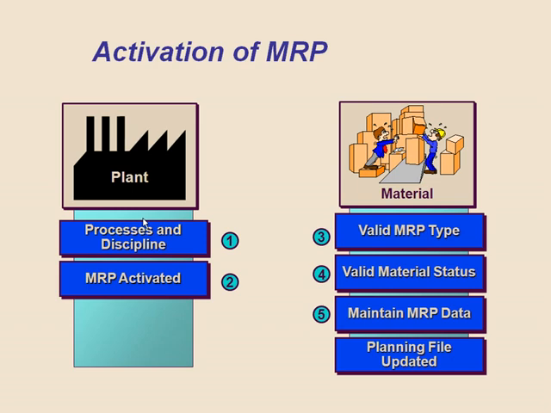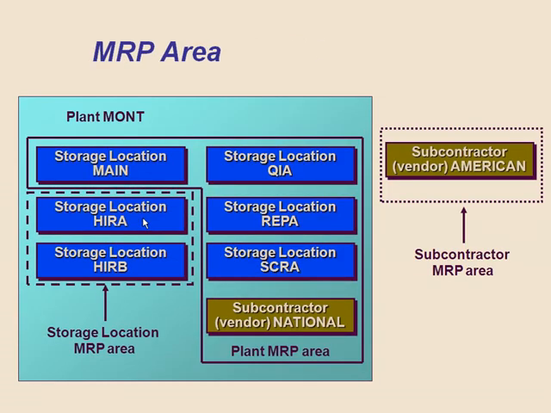The next one is activation of MRP. This is what we call customization or configuration. So you have to define processes and disciplines, MRP activation at client level, or in other words, I'll have to create an MRP area, which is a hypothetical organizational unit at which I will be activating my MRP. And then I'll have to define my MRP types. I'll have to define the material statuses. I'll have to maintain the MRP data, and then planning of an unplanned this thing.